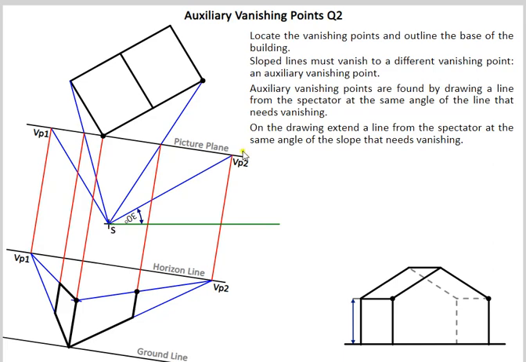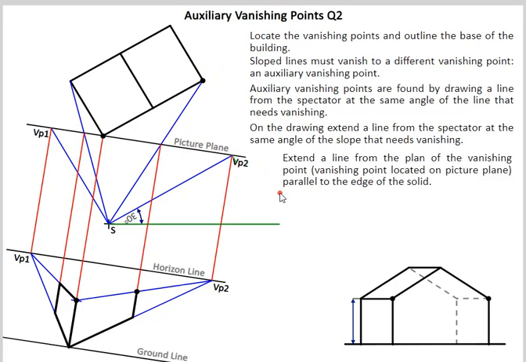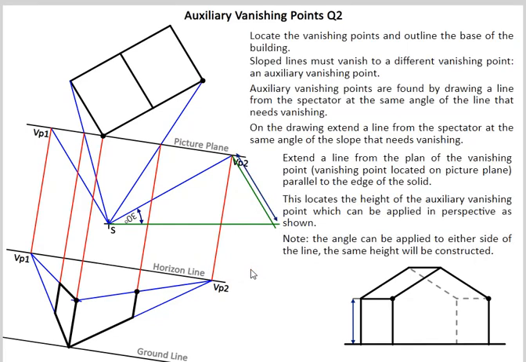So from our spectator to VP2, and the reason it's VP2 is the slope here is parallel to VP2. So we're going to be constructing our vanishing points off VP2 because the slope is parallel to VP2. So we're constructing our line here, and then where it hits VP2, a 90-degree line, and this here is the all-important height to go above VP2. So this is our height here, and then we can construct the opposite way off VP2 as well, giving us a height here.